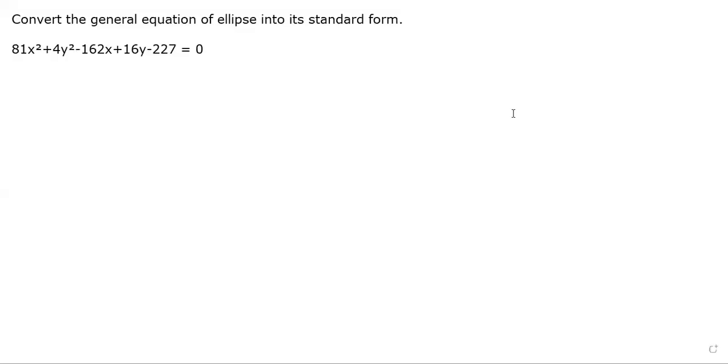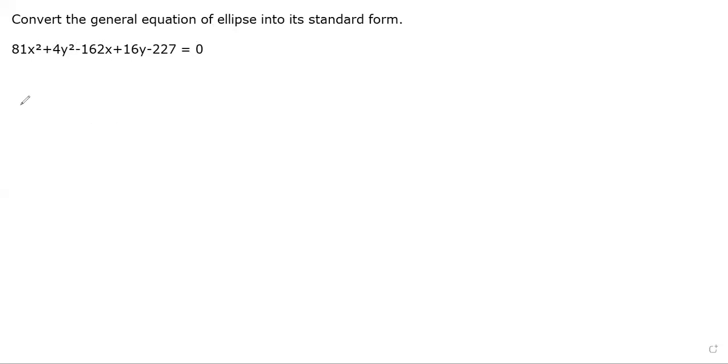Okay, so in this video, we are going to talk about pre-calculus, specifically ellipse, conversion from general equation to its standard form. So here we go. Given the general equation, 81x squared plus 4y squared minus 162x plus 16y minus 227 equals 0. So this is in the form of general equation since naka-equate siya to 0.